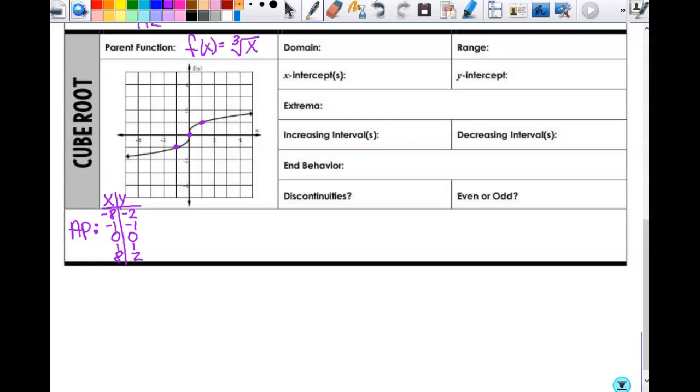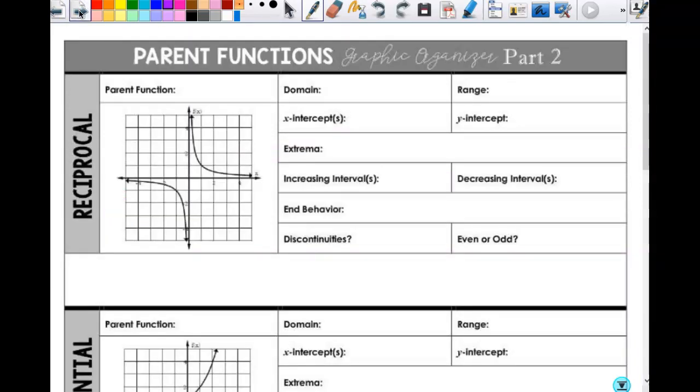All right. Next, I guess we're on the next piece of paper, right? So this is going on page 22. Reciprocal function. What does this function have that's not on the graph? Asymptotes. So we're going to sketch in our asymptotes, like so.